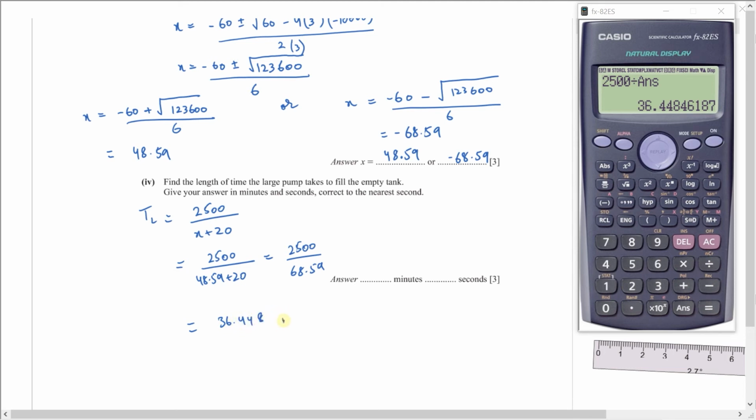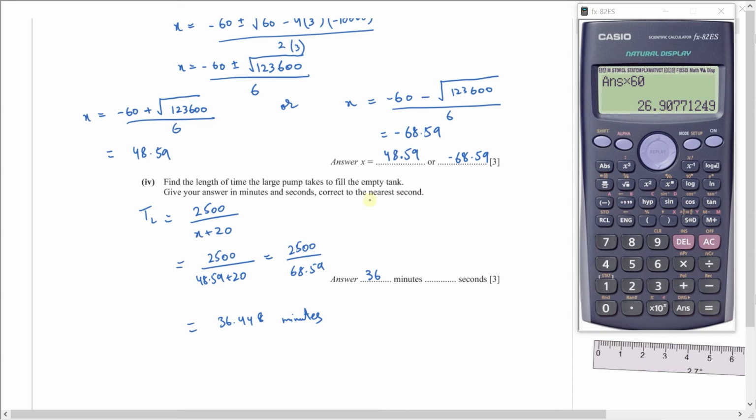36.448 minutes. So you have 36 minutes. To convert these 0.448 into seconds, I will multiply it by 60. So minus 36, which are the minutes, I'm left with 0.44846, the decimal value. And then I will multiply it by 60 to get the number of seconds. So this is 26.9 seconds.